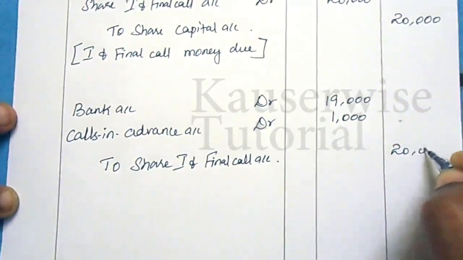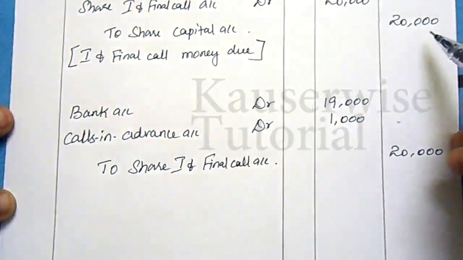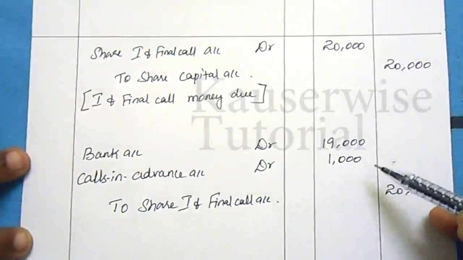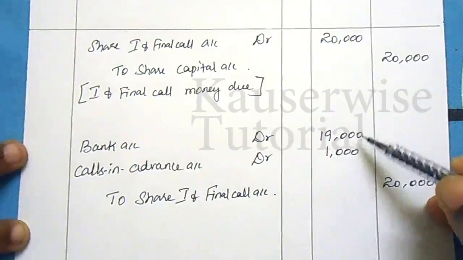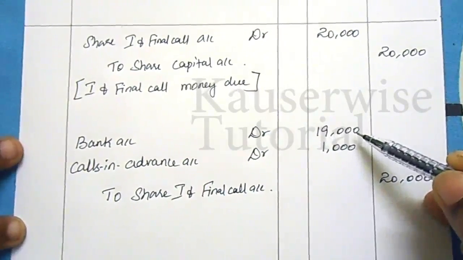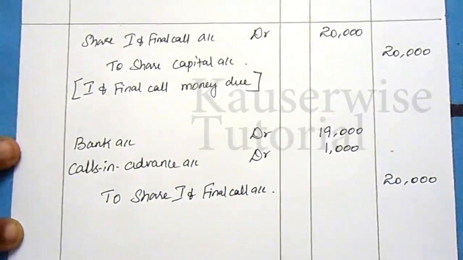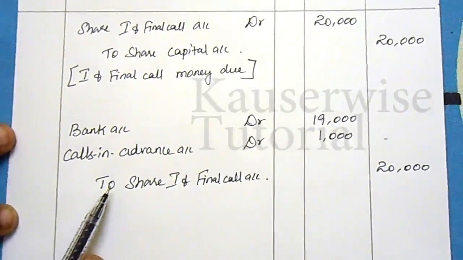Total 20,000. So you are supposed to receive 20,000 for first and final call, but 1000 rupees is already received. So that amount should be debited. The remaining amount will be received from the remaining shareholders. Altogether 20,000 rupees. This is in the case of calls in advance.